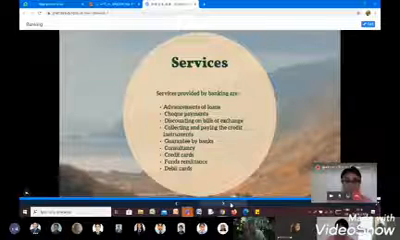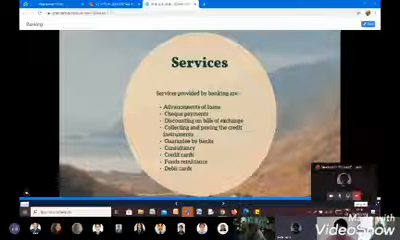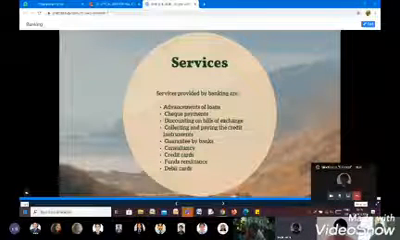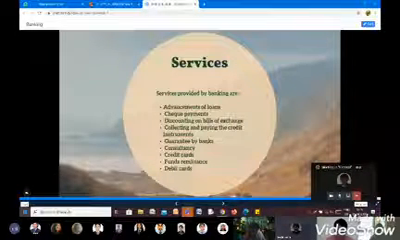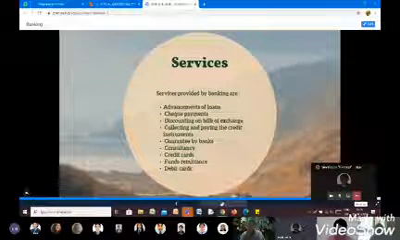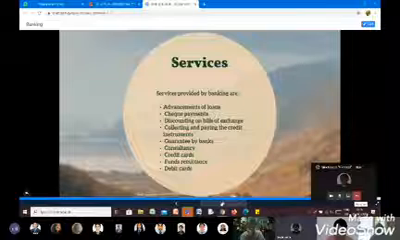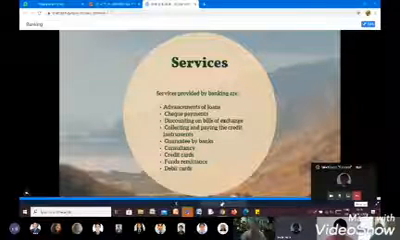Services provided by banking are advancement of loans, check payments, discounting of bills of exchange, collecting and paying credit instruments, guarantees by banks, consultancy, credit cards, funds remittance, and debit cards.